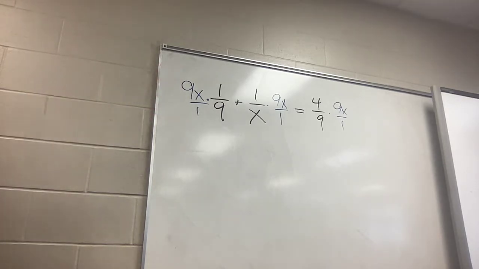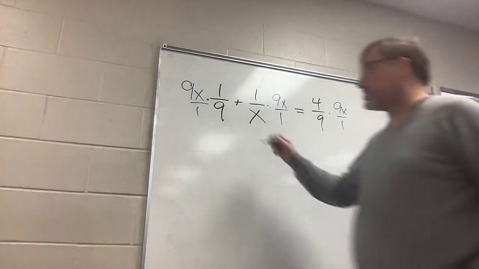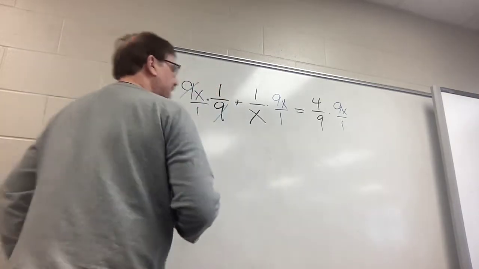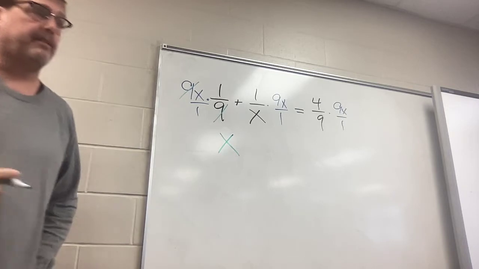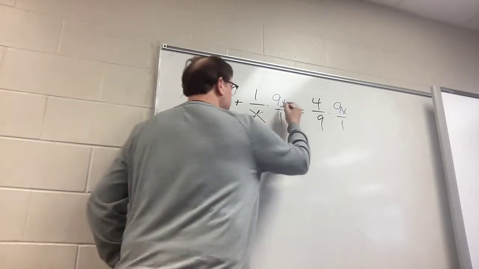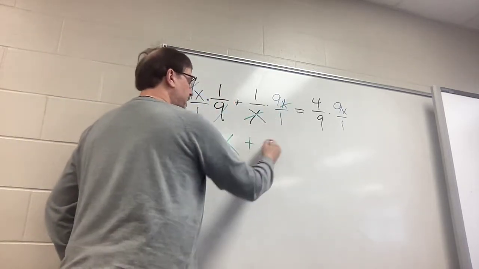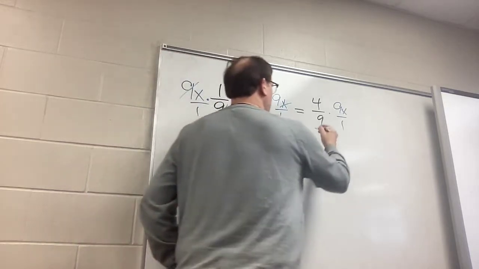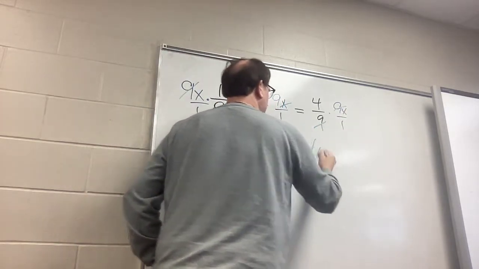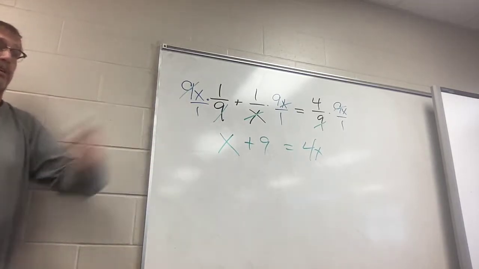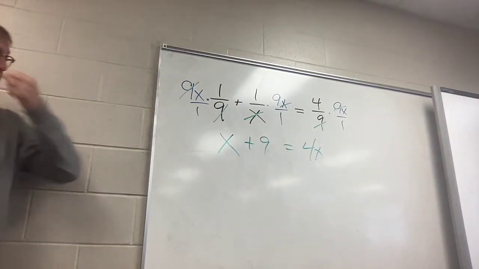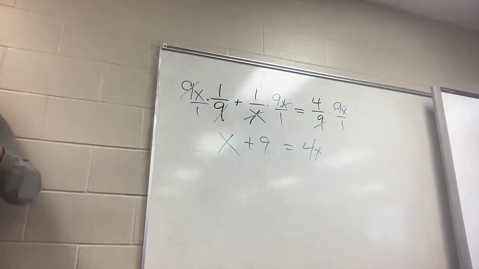Now watch what always happens, and this is cool because not many of us like fractions. It always works. 9 and 9 cancel out, and you have x times 1 with no fraction. x and x cancel out, 1 times 9, and the 9's cross out, and we get a 4x. All of a sudden, does that problem go from hard to easy?